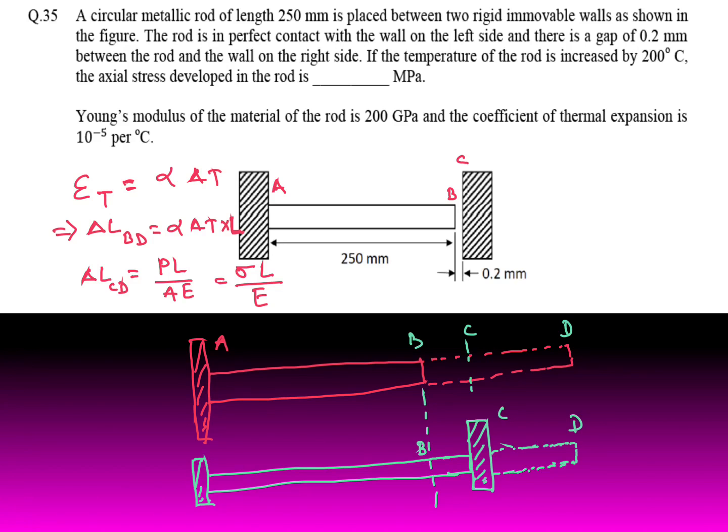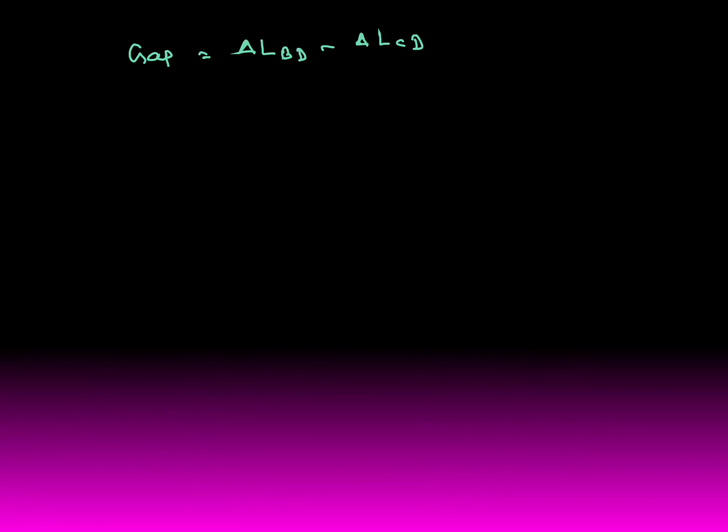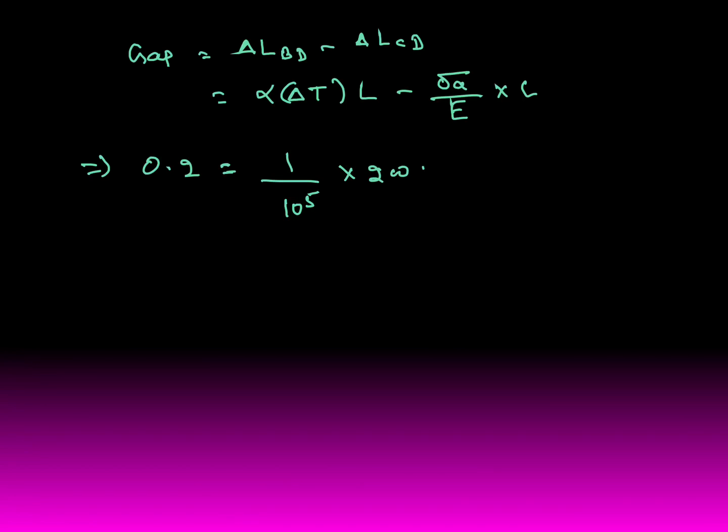So our gap is B to C. B to C is BD minus CD, or delta L BD minus delta L CD. Or we can write, already we got, it's alpha change in temperature into length minus delta L CD due to axial stress or compressive stress, you can write it as axial stress by E into L. Then the gap already given, it's 0.2. In meter we will calculate. Alpha is 1 by 10 to the power 5, delta T, the change in temperature, is 200 degrees Celsius. L is 250.